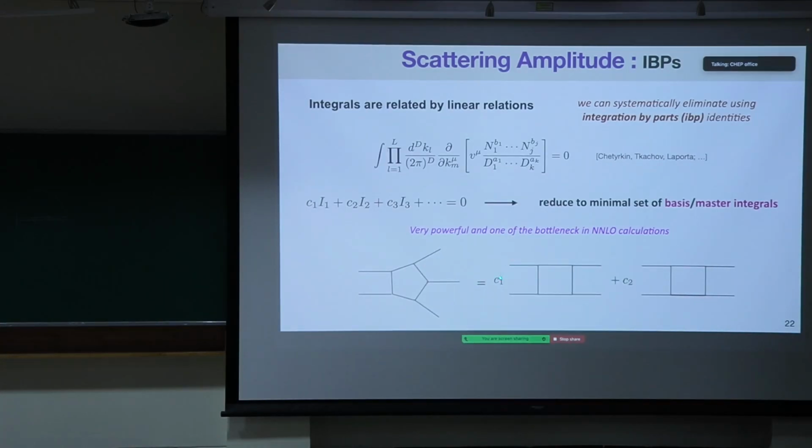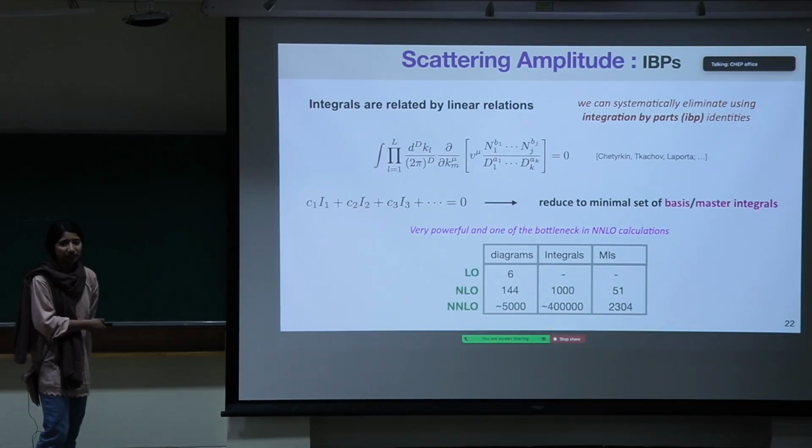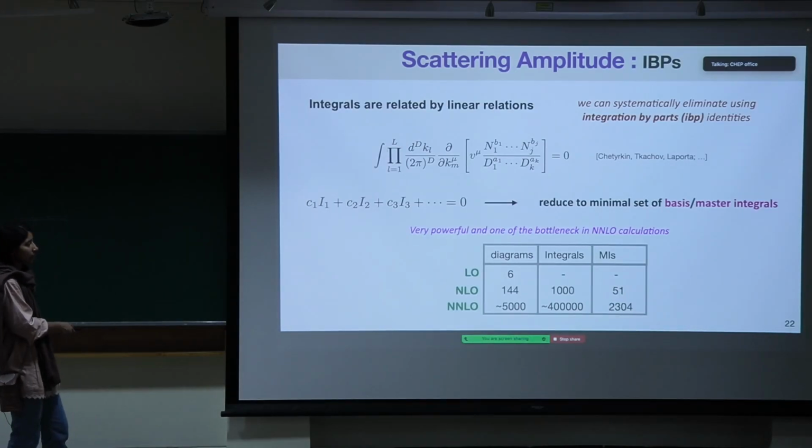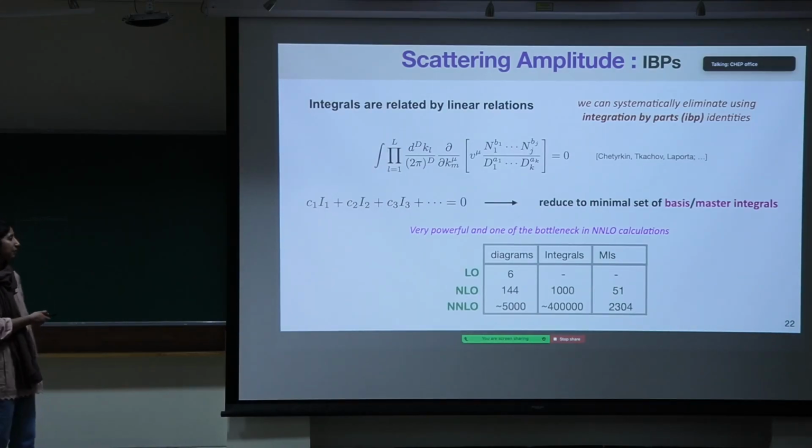Here you can see P1 plus P2 is going as a kind of topology given. So it is a very powerful technique, and it's actually one of the bottlenecks in the next-to-leading order computation. Just to say, these 1000 integrals are reduced down to 51 integrals, and these 4 lakh integrals are now reduced down to a few thousand integrals. So our aim is now to compute these integrals instead of all those ones.